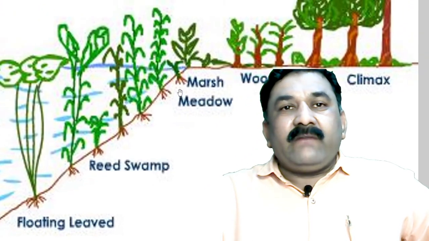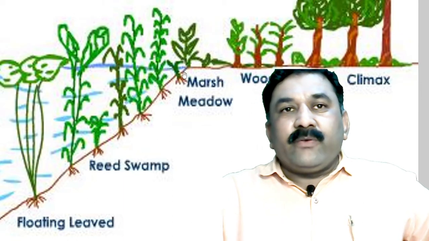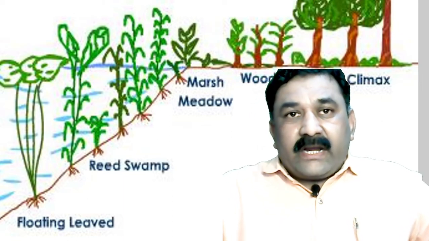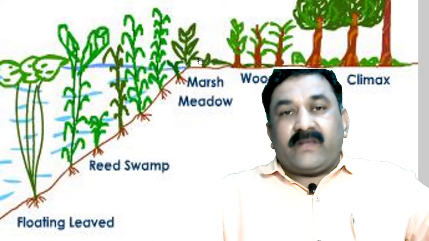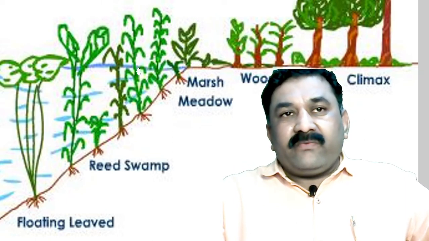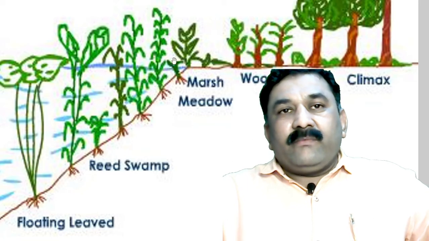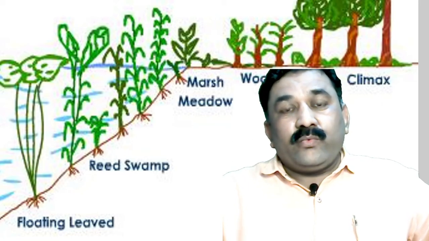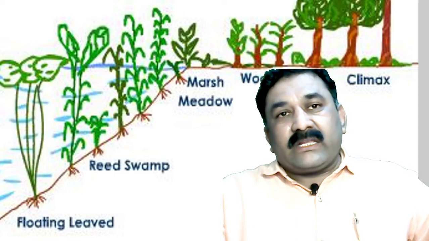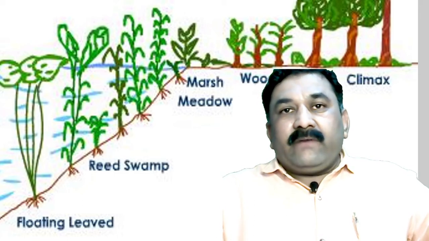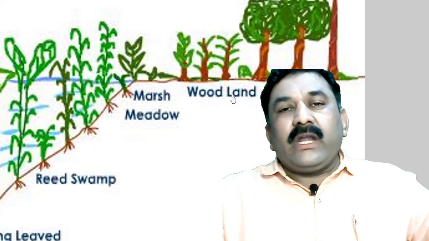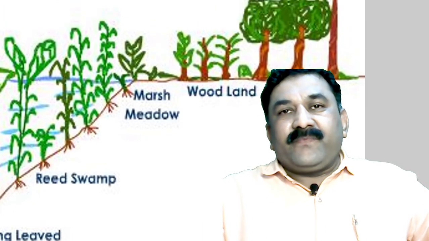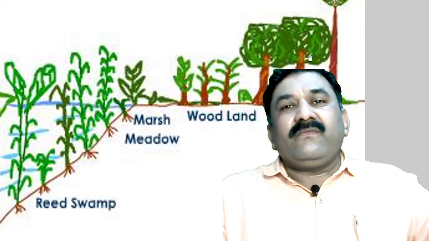And then marsh meadow. Marsh meadow means here it is the very less amount of water and the plants are quite sturdy. These plants are not very tall, but this is the plant which is having the secondary vasculature too. Well developed vasculature systems are there in the marsh meadow. And then next to this is the woodland stage. And finally, the climax stage. Climax stage means this is the forest stage.